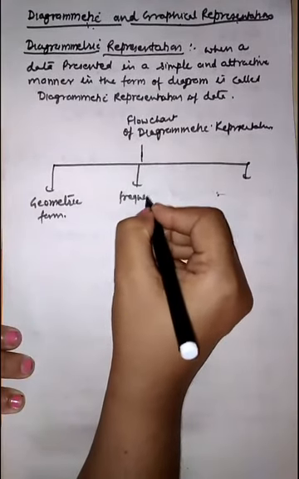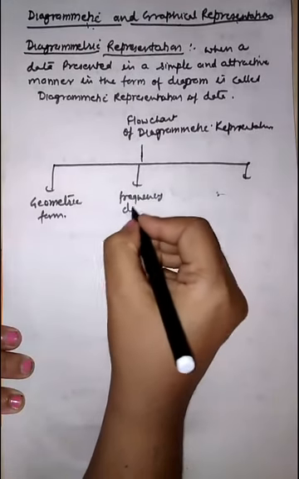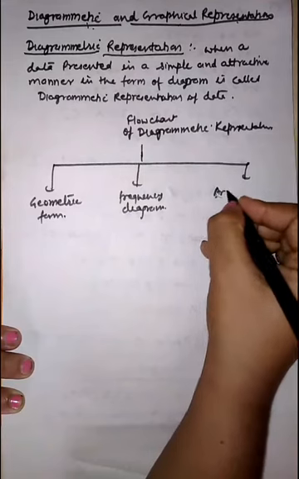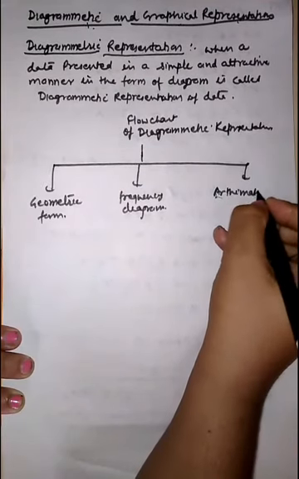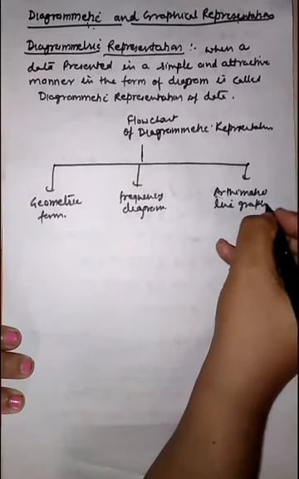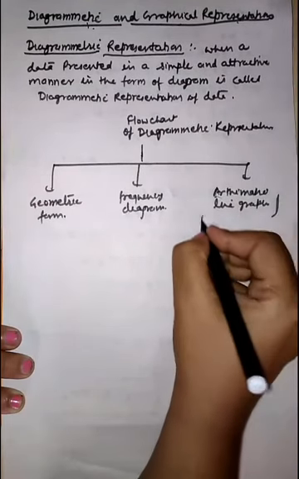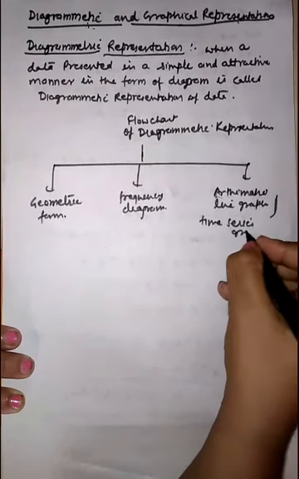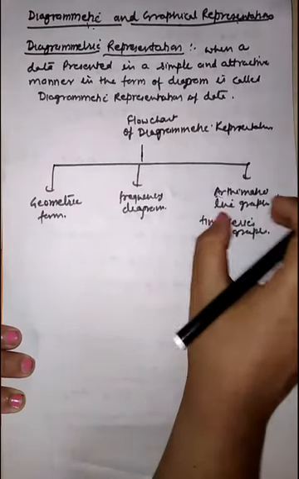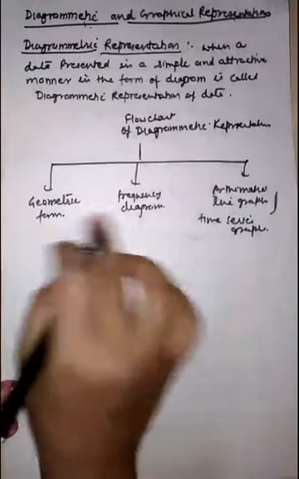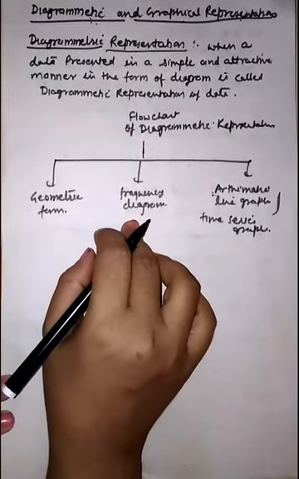The second one is frequency diagram, and the third one is arithmetic line graph, or you can say time series graph. This is not in your course, so I will not discuss this one. I will discuss only geometric form and frequency diagram.